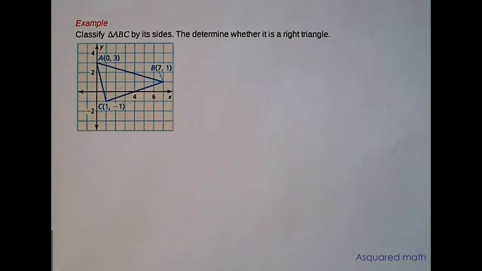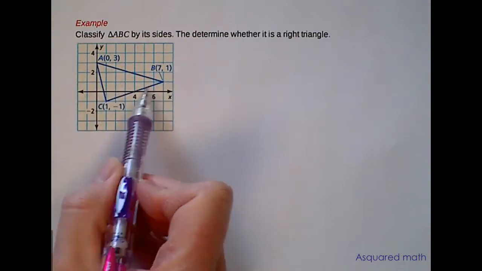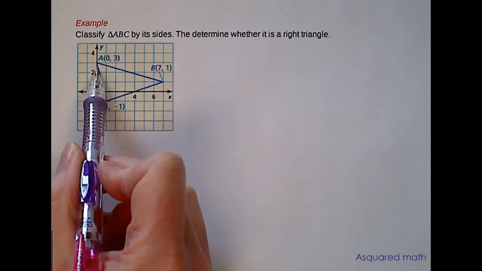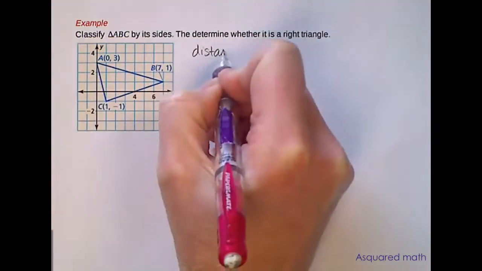We are going to do another example, and this one we actually need to apply the distance formula and the slope formula in order to answer it. It wants us to classify triangle ABC by its sides and then determine whether it is a right triangle. First thing we want to do is figure out how long each side length is for this triangle. And in order to do that, we are going to apply the distance formula.